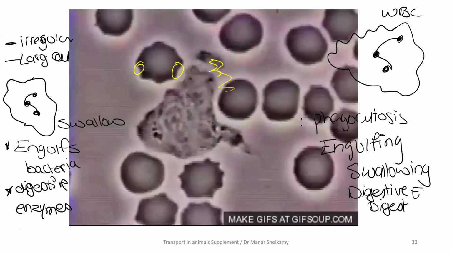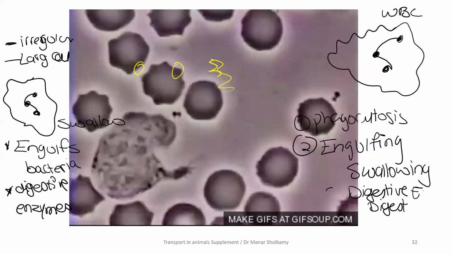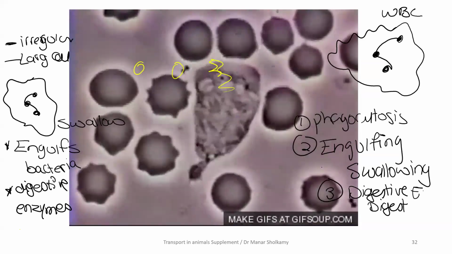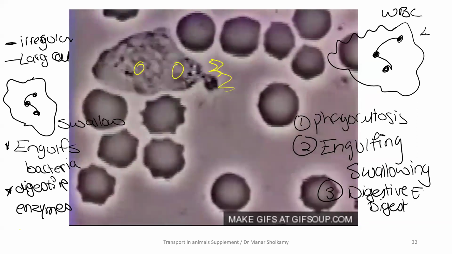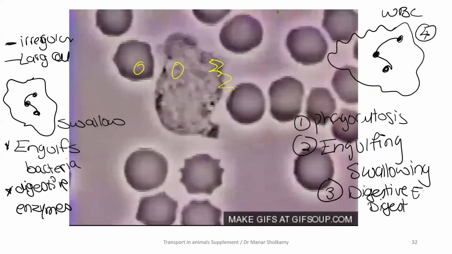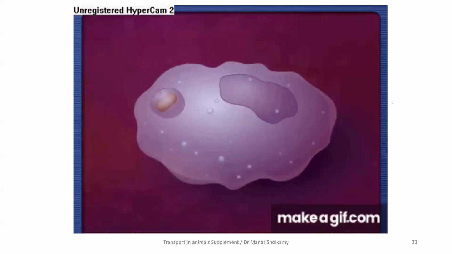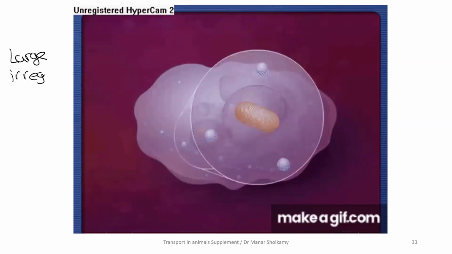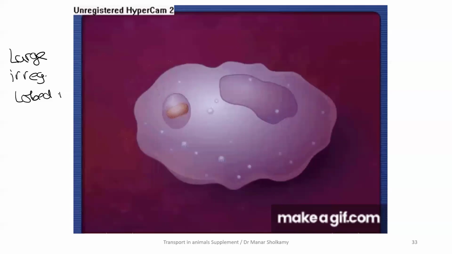Look how many keywords. 1, 2, 3. That's why this question is out of 3 marks. And there can be a 4th mark for describing the shape of the phagocyte. Another picture of the phagocyte. See, it is large. I'm writing the keywords again and again because your problem is that you always miss keywords. It is irregular. It has a lobed nucleus. This is describing the structure.